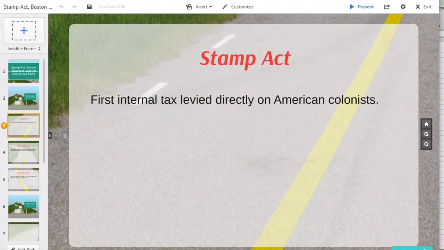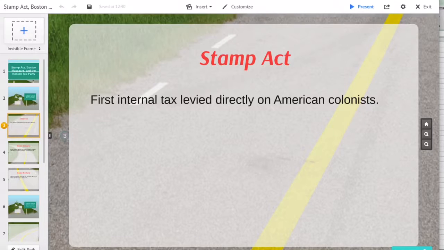The Stamp Act was first, and it's in 1765. The Stamp Act was the first international tax levied directly on American colonists by the British government. The act, which imposed a tax on all paper documents in the colonies, came at a time when the British Empire was deep in debt from the 7 Years' War, which was from 1756 to 1763, and the British were looking to its North American colonies as a revenue source.